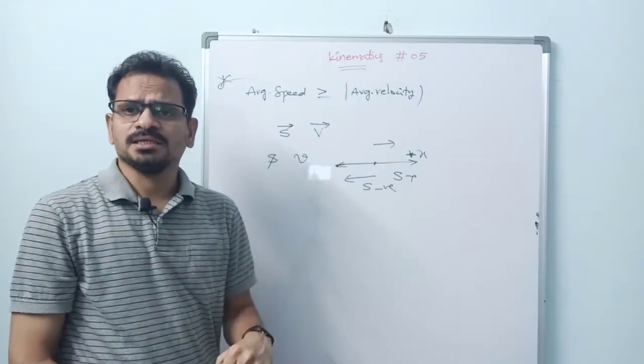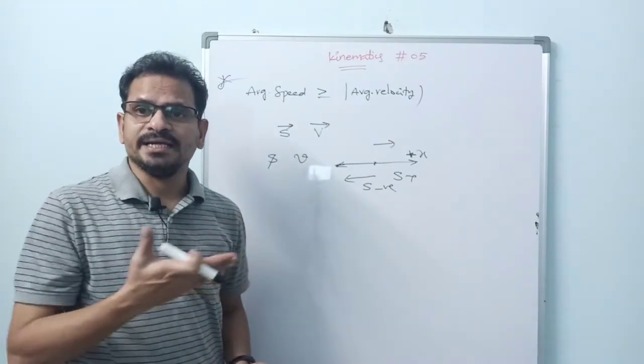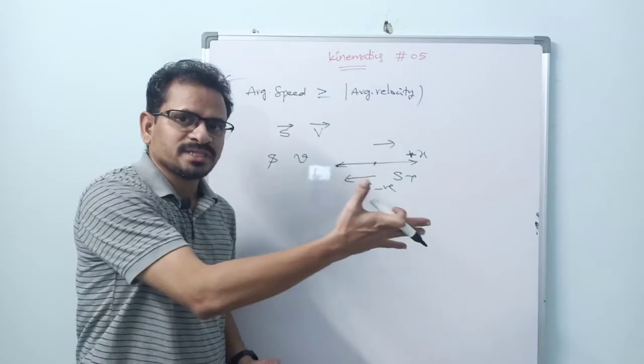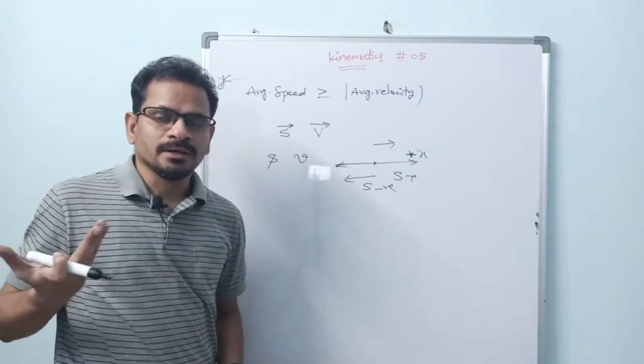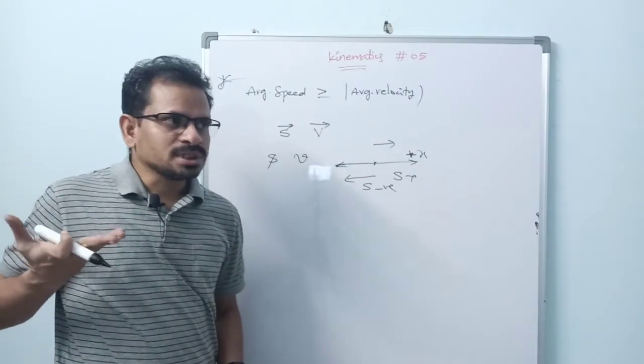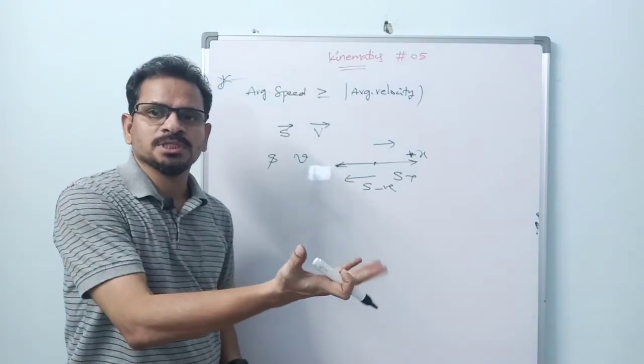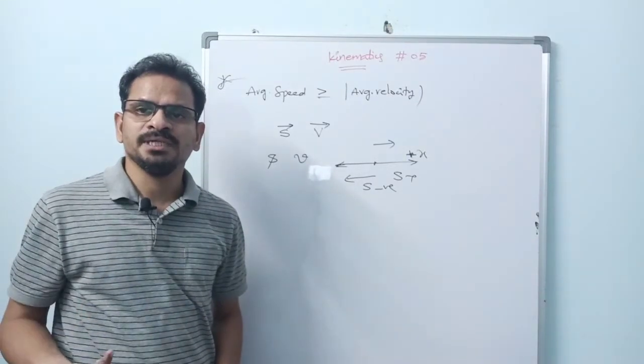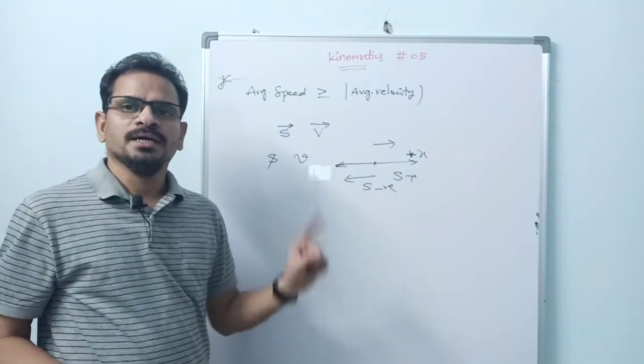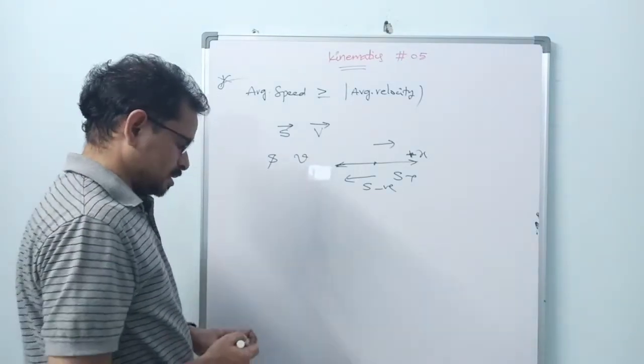Like that, only two directions. We are considering motion in a straight line. Either the body can move along the positive x direction or along the negative x direction. If it moves along the positive x direction, displacement is positive. If it moves along the negative x direction, displacement is negative. The same thing holds good for velocity also.